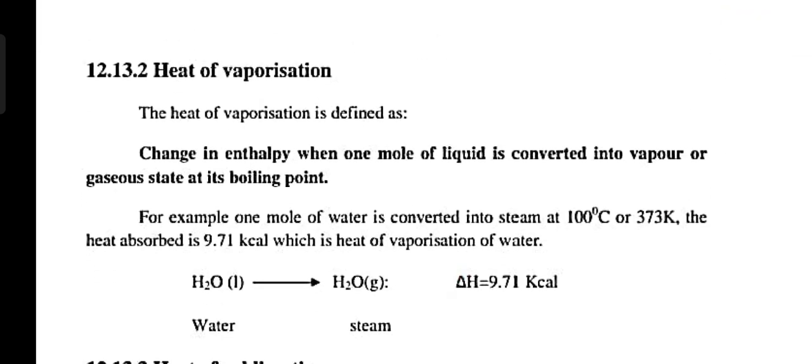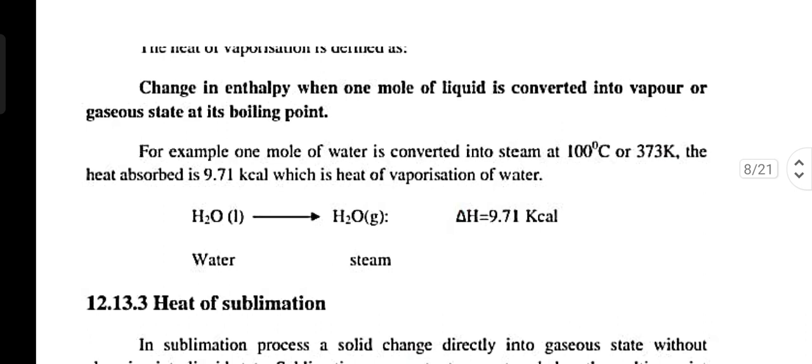Heat of vaporization. The heat of vaporization is defined as the change in enthalpy when 1 mole of a liquid is converted into vapor or gaseous state at its boiling point. For example, 1 mole of water is converted into steam at 100 degrees Celsius or 373 Kelvin. The heat absorbed is 9.71 kilocalorie, which is the heat of vaporization of water. H2O liquid changes into H2O gas, water changes into steam, ΔH = 9.71 kilocalorie.